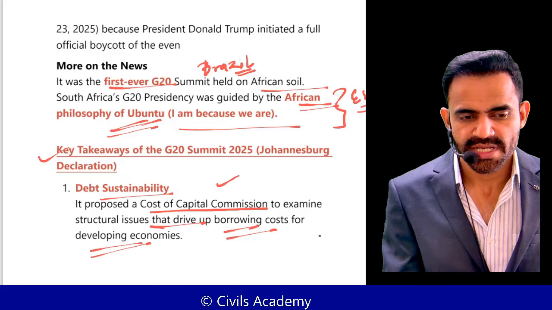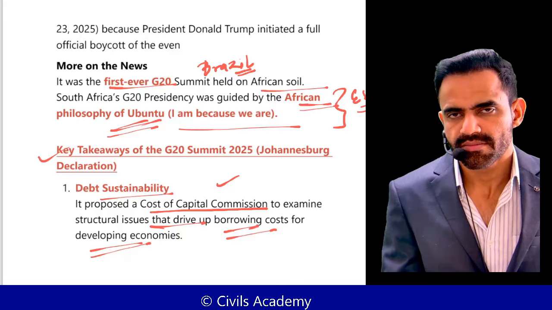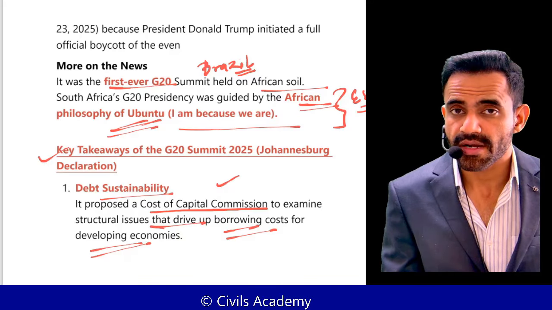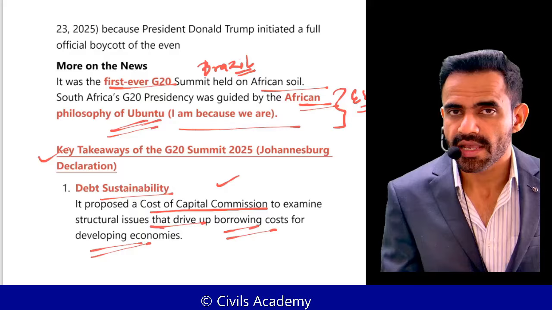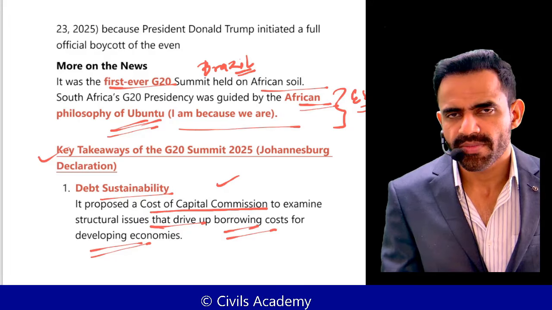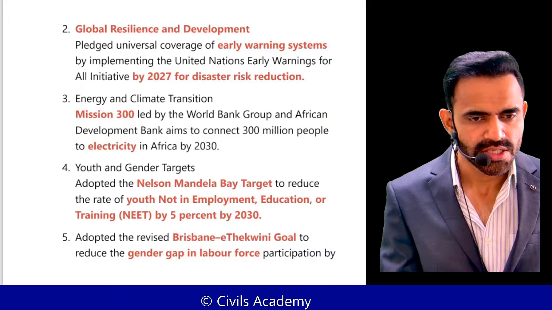The objective of this cost of capital commission, as the name says, cost of capital. That means what will be the cost of the money which you have borrowed. Cost of money simply means interest rate. So that is just a fancy way of saying it.